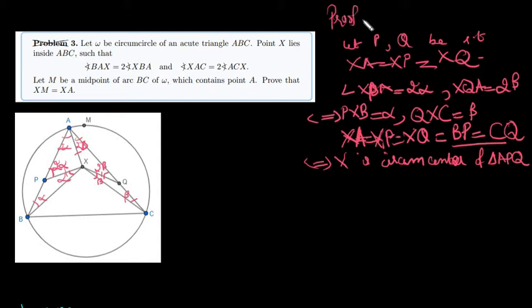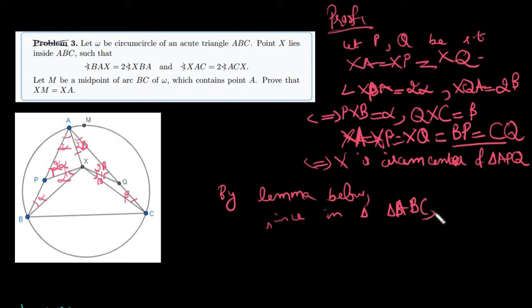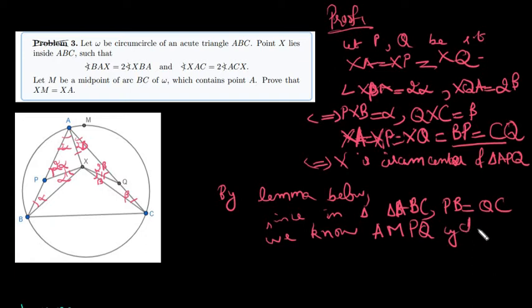that lemma, and you would maybe even give the proof for that, and then you can just say that by the lemma below, I'm going to write below because I wrote it below, we know that since in triangle ABC, PB is equal to QC, we know that A, M, P, and Q, they are cyclic.